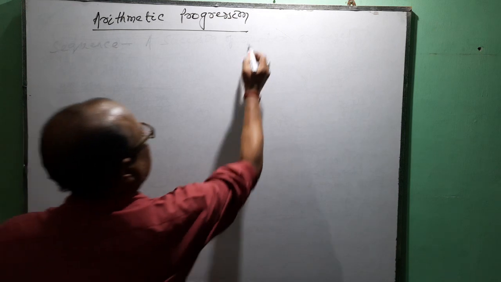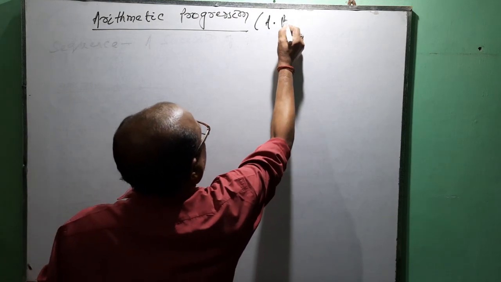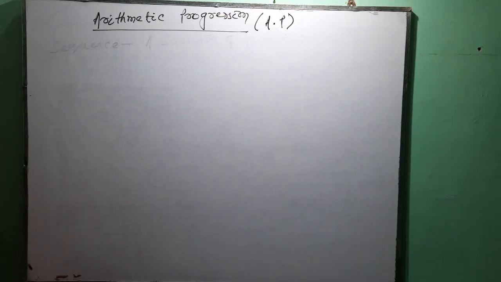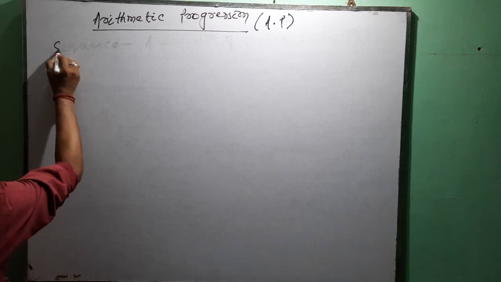Today we discussed arithmetic progression. Arithmetic progression, shortly AP. Before moving to arithmetic progression, we have to know what a sequence is.